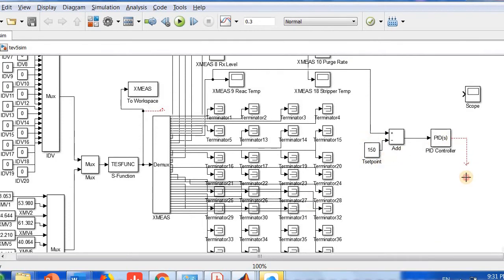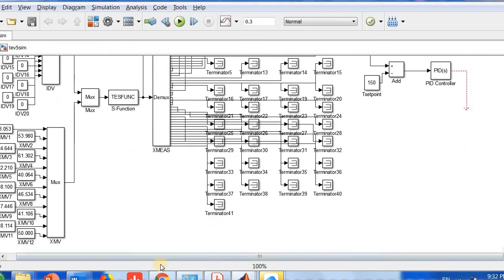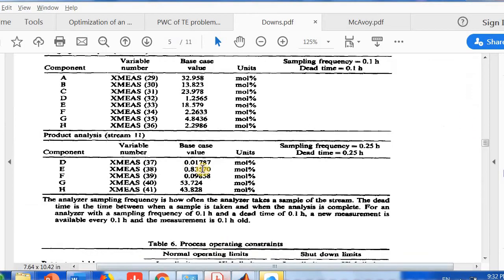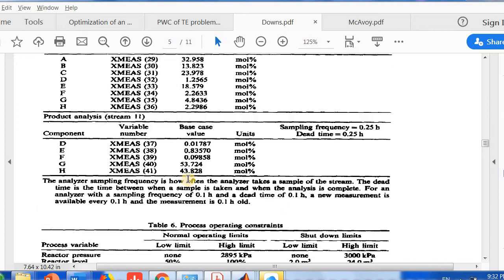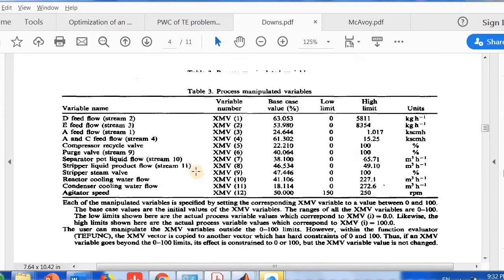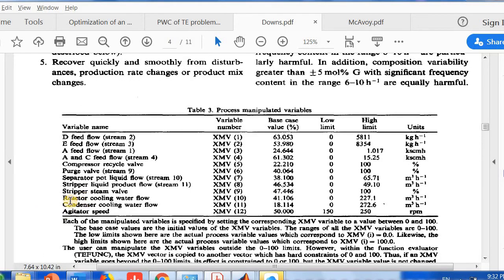So how to control the temperature? I need to go to the cooling water. What is the cooling water? Okay, let me go back again. What is the cooling water? Let me look at the XMVs. Where's the cooling water? Reactor cooling water flow is XMV10.